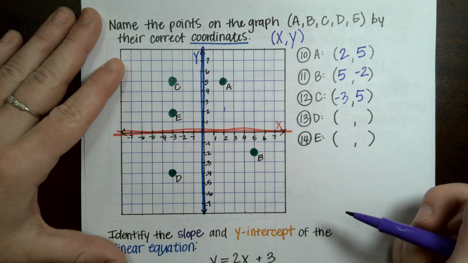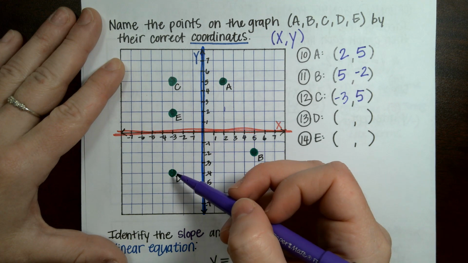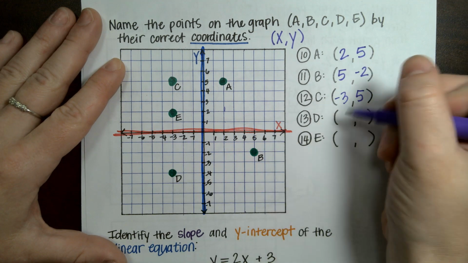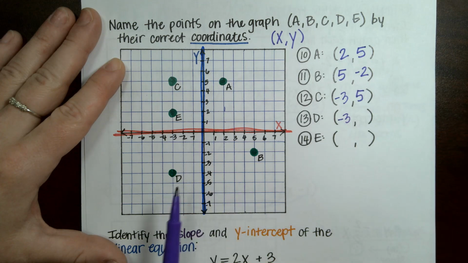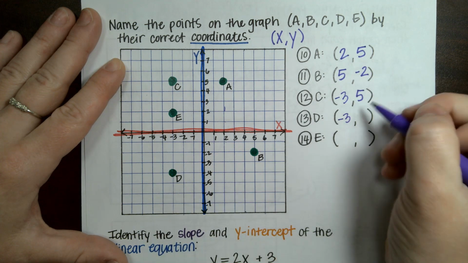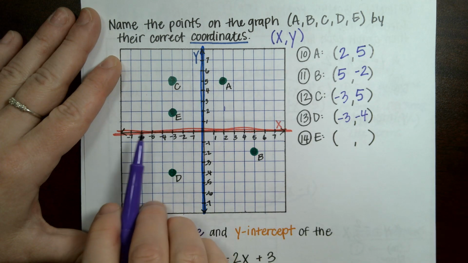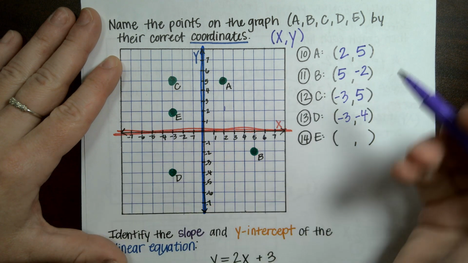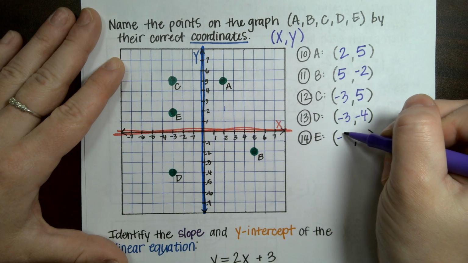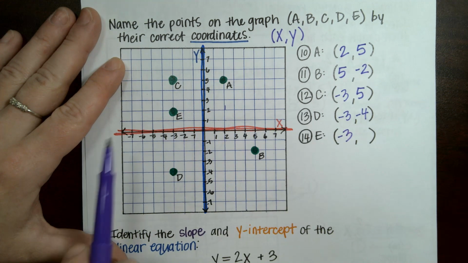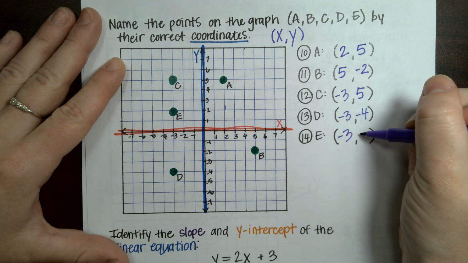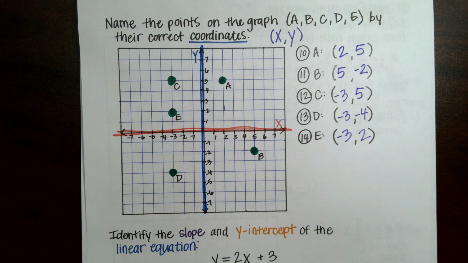Okay. How about D? Negative 3 is our X, perfect. And what's our Y? Negative 4. Gosh, you guys are awesome. And E, last one. Perfect. Man, I didn't mean to make so many negative 3s. Negative 3 and 2. Perfect. All right, so those are our coordinates.